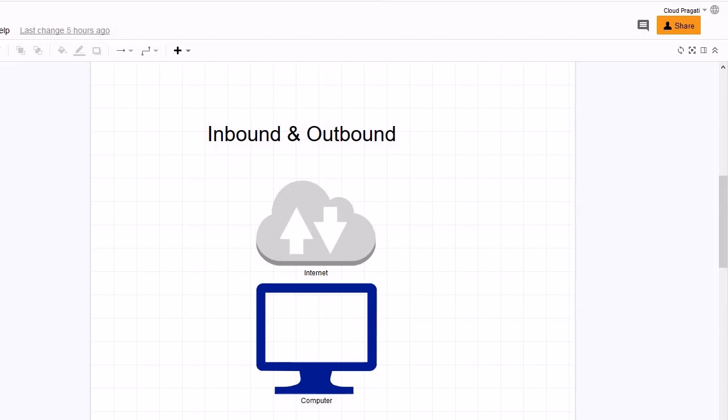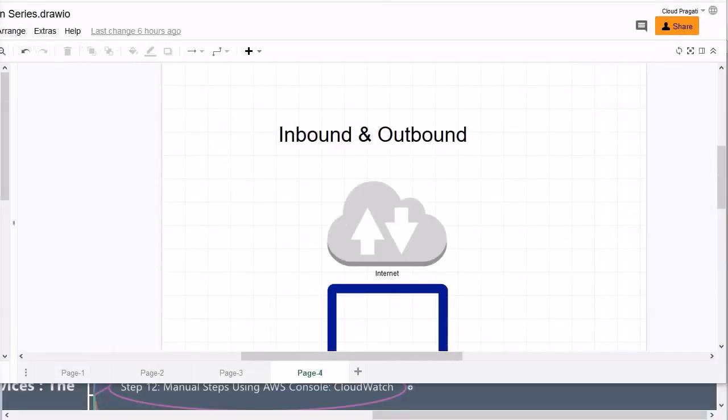So what does it mean? Inbound is nothing but incoming traffic to access your EC2 instance, and outbound is outgoing traffic from your EC2 instance to access the internet. So all the security group discussion will revolve around these two concepts. If you are clear about inbound and outbound, you can easily understand security group. So now we understand inbound and outbound. Now let's start our discussion about security group.